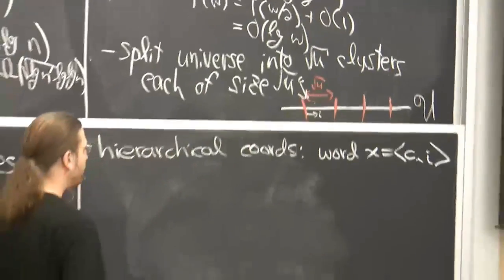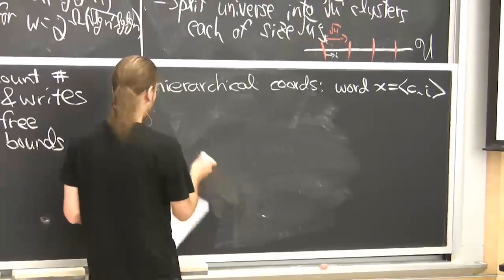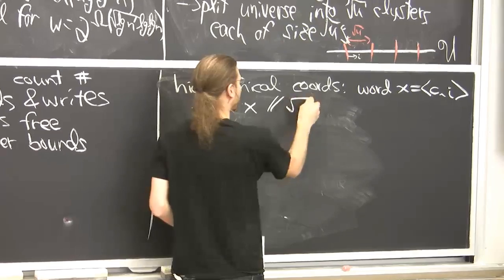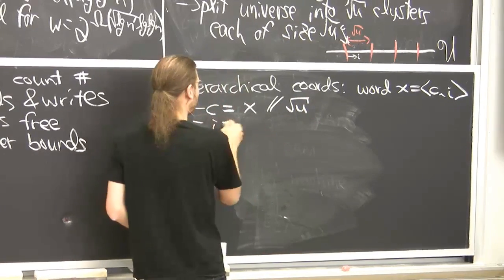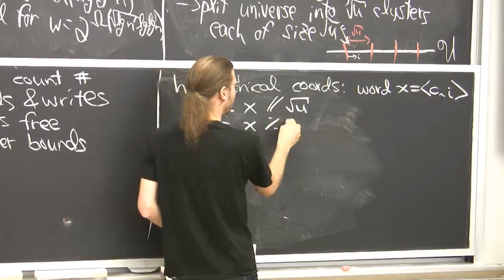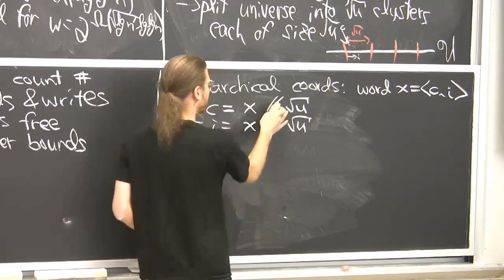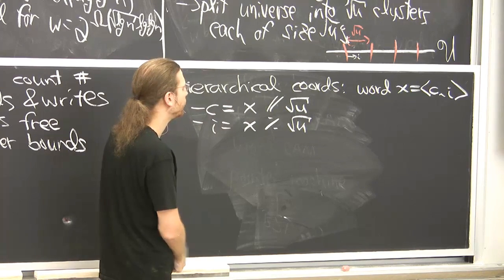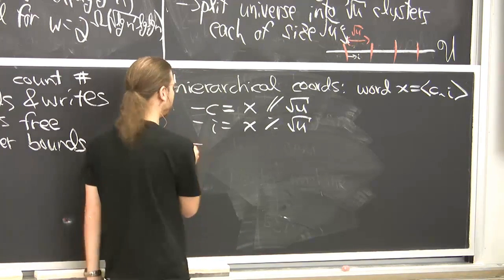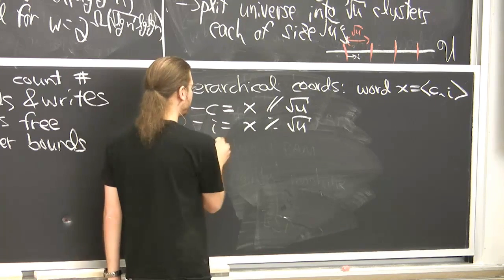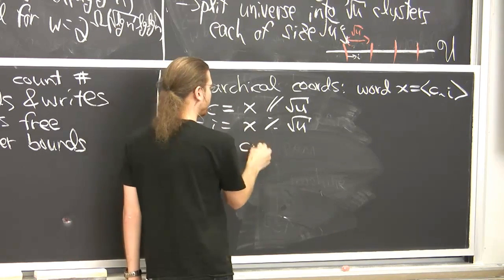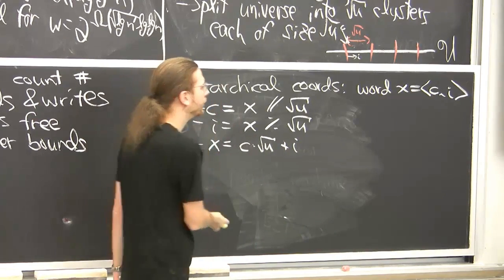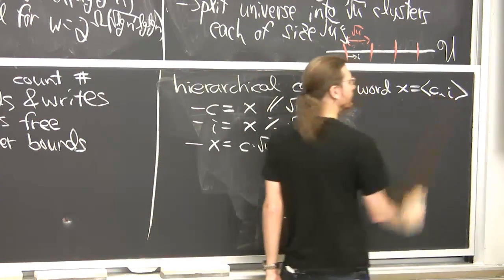Okay, pretty simple. And there's easy arithmetic to do this. c is x integer divide root u, and i is x integer mod root u. I use Python notation here. So fine, I think you all know this. Pretty simple. And if I gave you c and i, you could reconstruct x by just saying c times root u plus i. So in constant time, you can decompose a number into its two coordinates. That's the point.